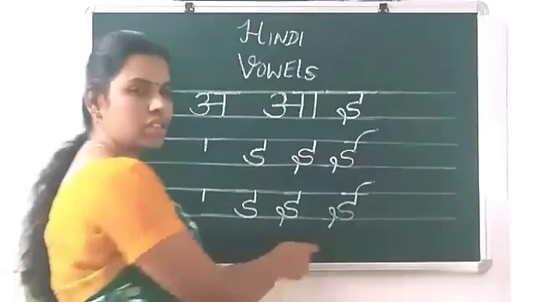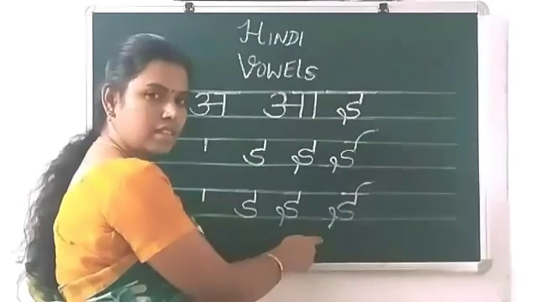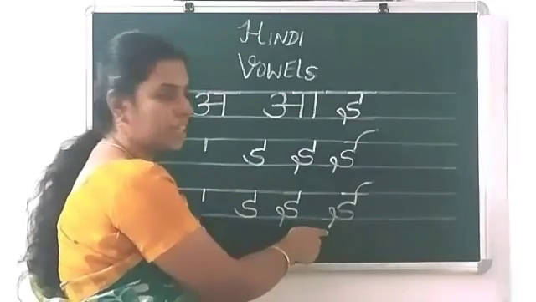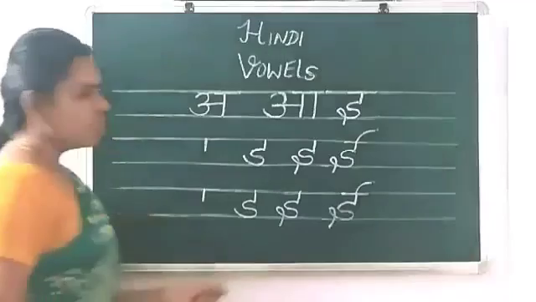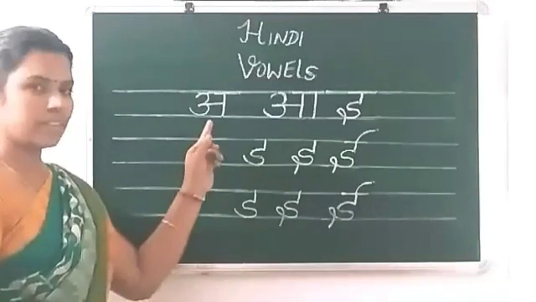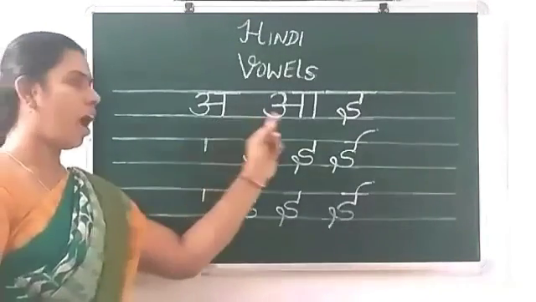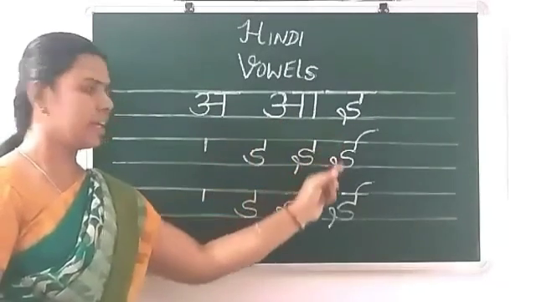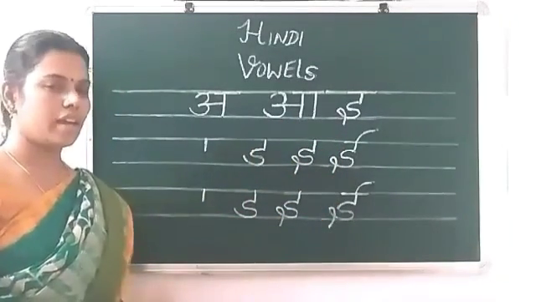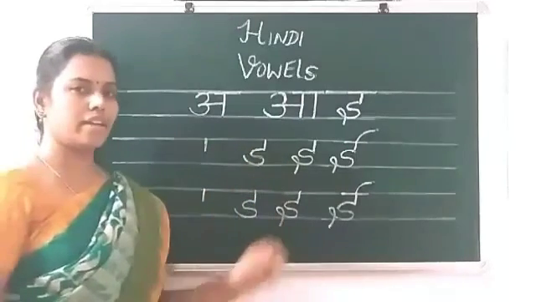Have you finished, children? What is this letter, children? E. Children, today what are the letters we have learned? First letter, A. A, E, E. Children, today the Hindi homework, write this letter 5 times in your notebook.